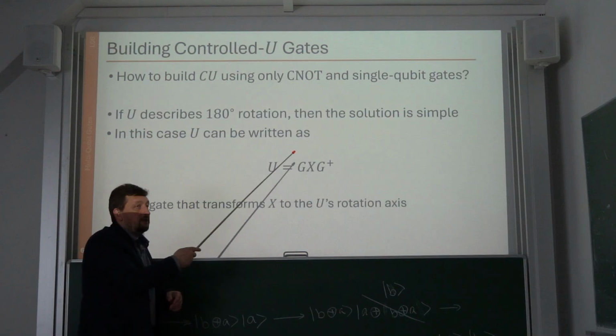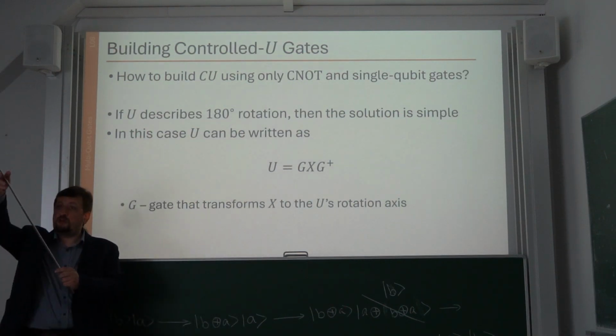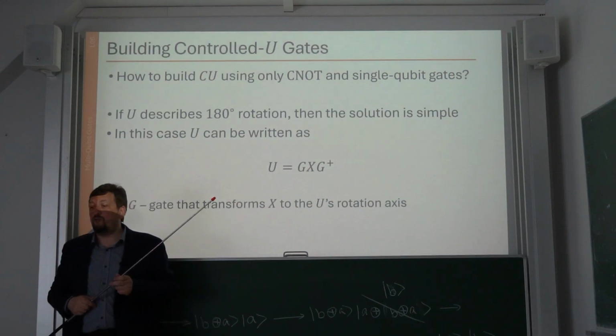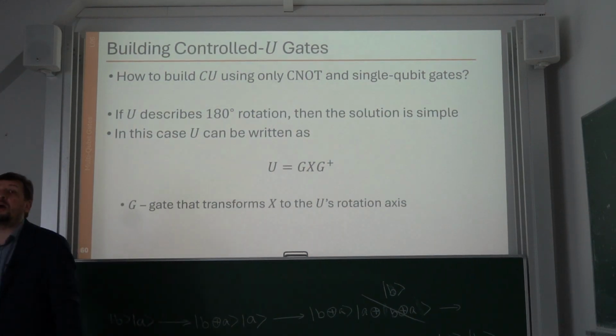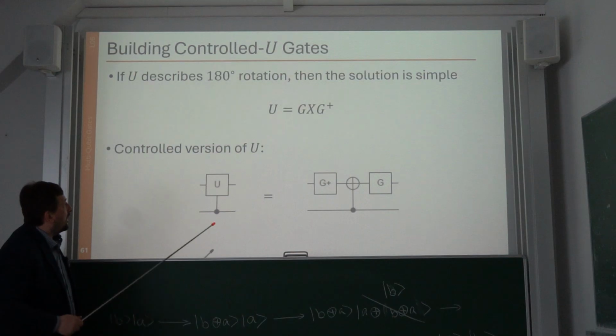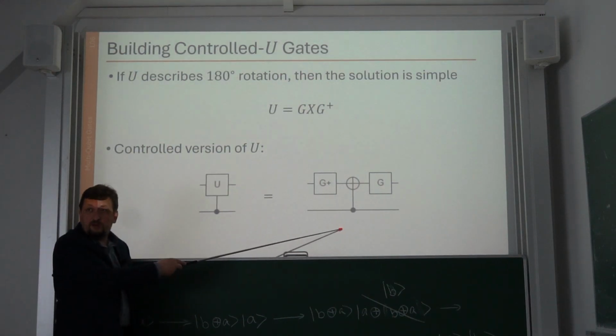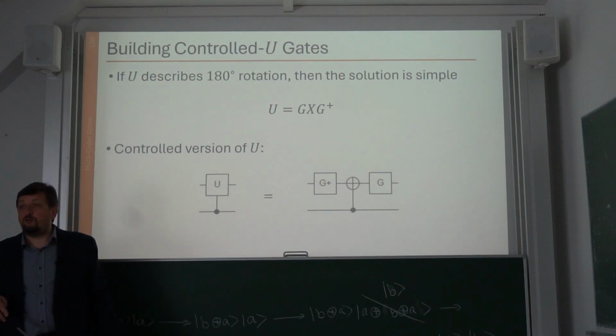So this formula is a sandwich form for rotation about this axis. And once you write the gate in such sandwich form, you can immediately write its controlled version. So how to realize this control U gate? Very simple, like this. This is exactly the form which we considered a few minutes ago for control Z gate.